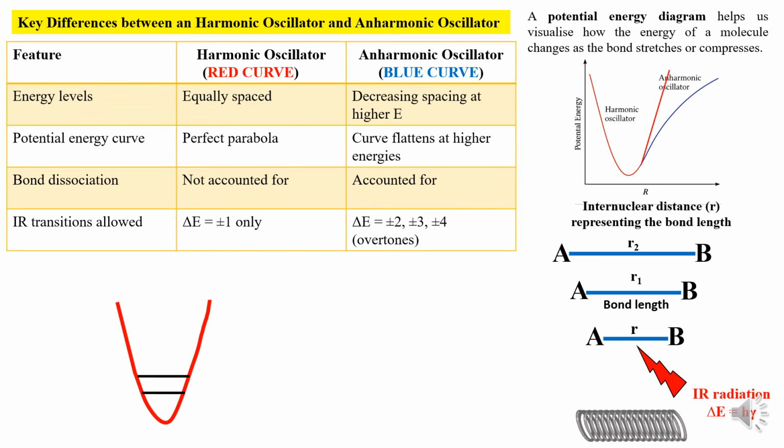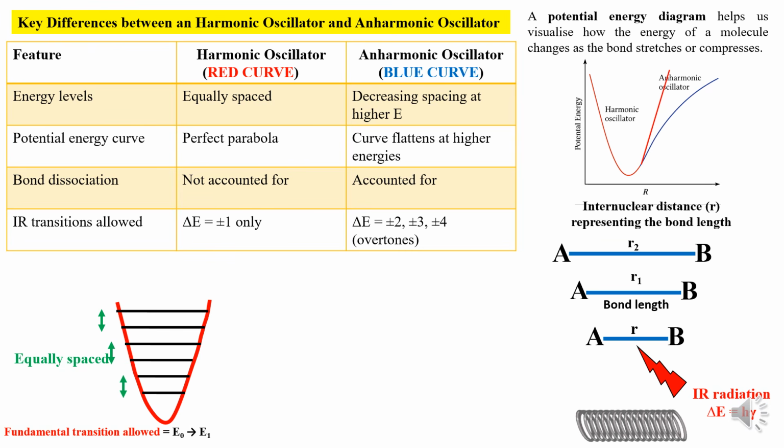And what about the energy levels in case of harmonic oscillator? Now the energy levels in case of harmonic oscillator model, they are equally spaced. And the fundamental transition that is allowed is from energy level E0 to energy level E1. So the fundamental vibration frequency of a molecule corresponds to transition from E0 to E1. E0 is the ground state, E1 is the first excited state.